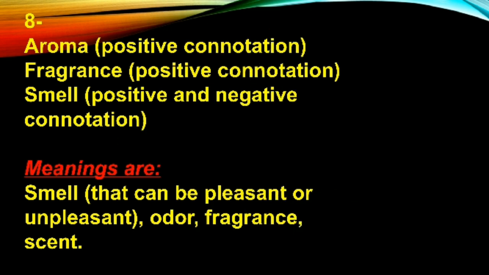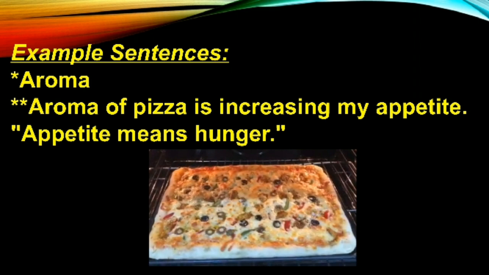Three more words, aroma, fragrance and smell. Aroma has a positive connotation, fragrance, positive connotation and smell, both positive and negative. It means neutral. Meanings are what? Smell can be pleasant or unpleasant. It means that we can use this word in both contexts. Meanings are odor, fragrance, scent. Example sentences. The first sentence is of aroma. The aroma of pizza is increasing my appetite. And my friends, appetite means hunger.